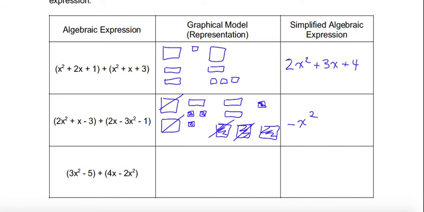I have 1, 2, 3 positive x's, so plus 3x, and I have 1, 2, 3, 4 negatives, or negative 4. So my simplified expression is negative x squared plus 3x minus 4.